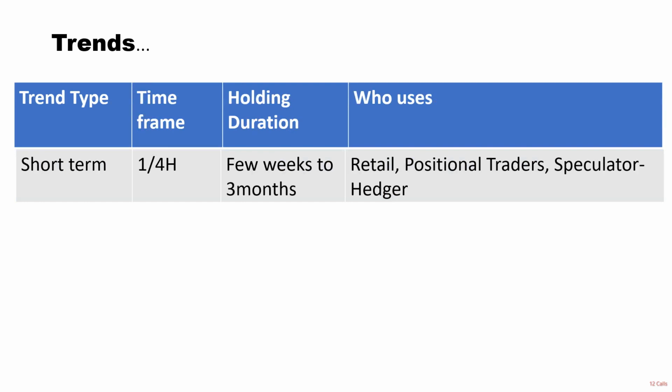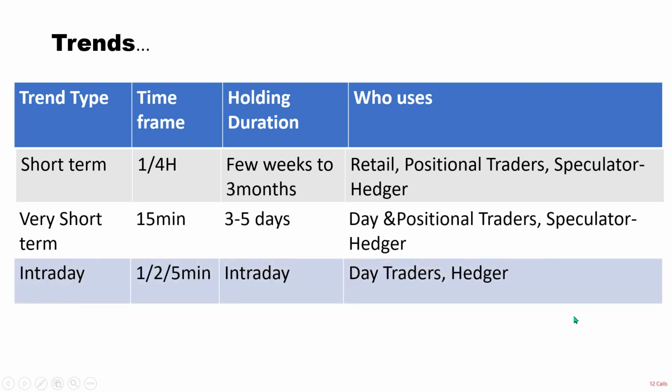The next is our short-term trend, which is determined on the basis of 1 and 4 hour. The duration of these trends can be few weeks to 3 months. Retail and positional traders, speculators and hedgers are the users of this particular trend.